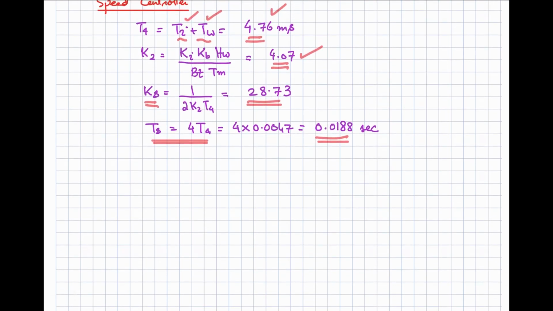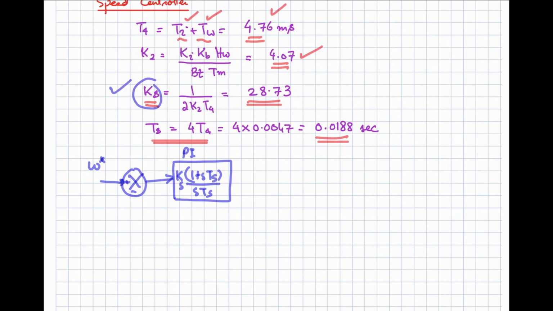Now if I just revise, this was our speed command, and with the speed command we have the speed transfer function, the PI controller, the speed controller. So that was the PI controller, 1 plus sTs divided by sTs with the gain Ks. So we have calculated all of this. Ks is calculated over here, and Ts is over here, so we know in detail about this PI controller.